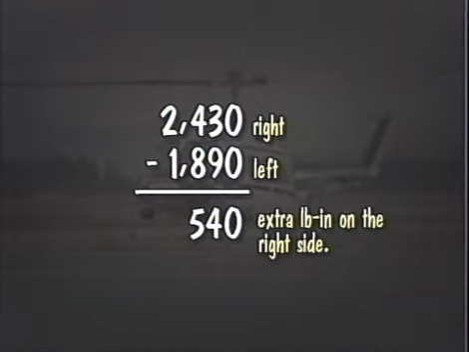Second, find the difference between the moments. This gives us the offset. Take 2,430 pound-inches from the co-pilot on the right and subtract from that 1,890 pound-inches from the pilot on the left. That gives us 540 extra pound-inches on the right side.